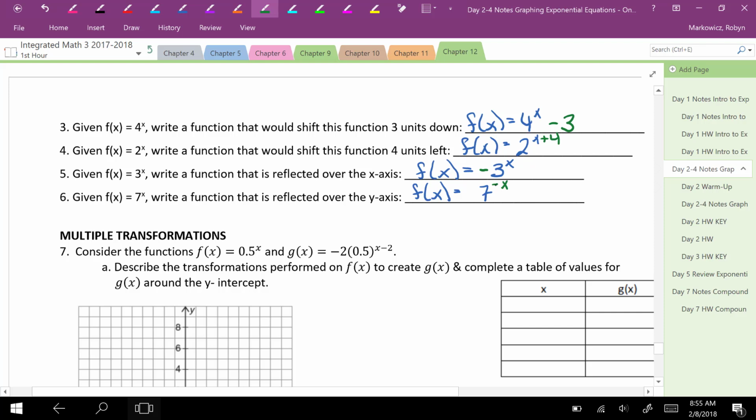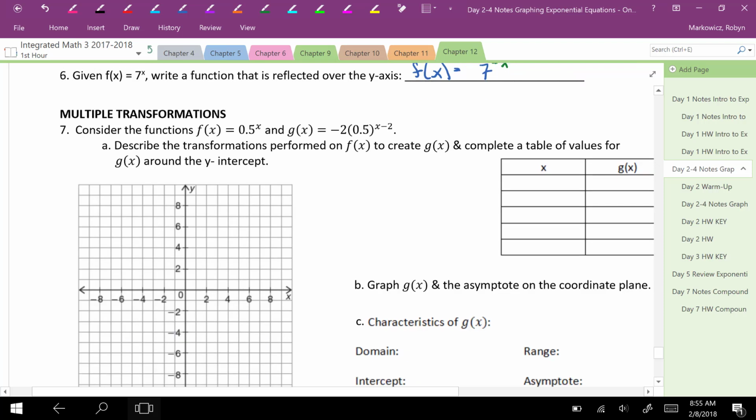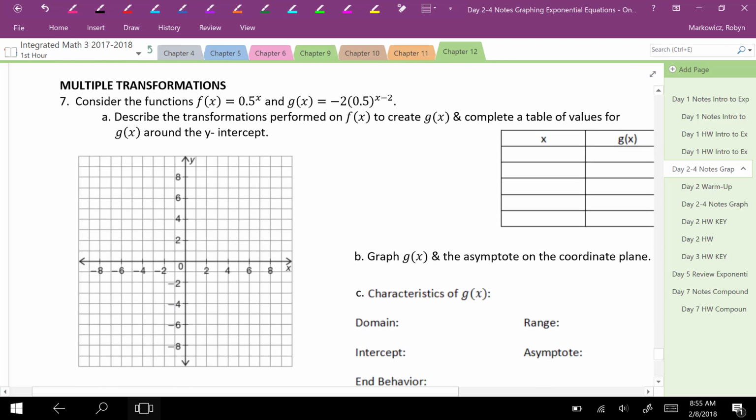So let's take this a step further. We're going to consider f of x equals 0.5 to the x, and g of x equals negative 2 times 0.5 to the x minus 2 as the exponent. First off, what is 0.5 as a fraction? 1/2. So I'm going to rewrite this: g of x equals negative 2 times 1/2 to the x minus 2.